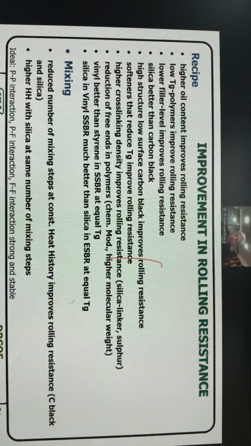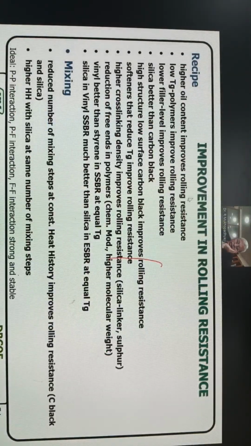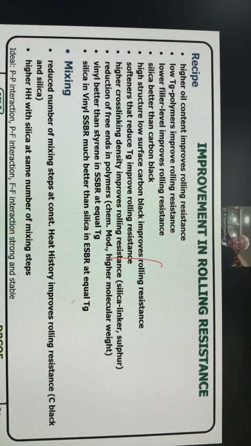Now, if you look at how to improve the rolling resistance as a compounder, there are certain guidelines. High oil content improves rolling resistance. Low plasticity temperature generally improves rolling resistance. Low filler level improves rolling resistance. Silica silane coupling agent is better than carbon black. High structure, low surface area carbon black improves rolling resistance. Softener that reduces glass transition temperature improves the rolling resistance. Higher cross-link density improves rolling resistance.